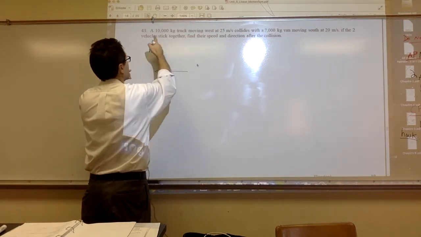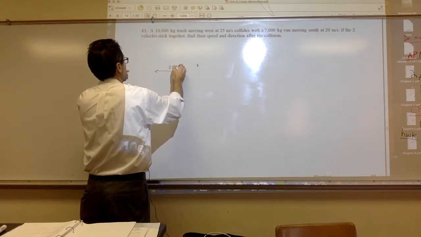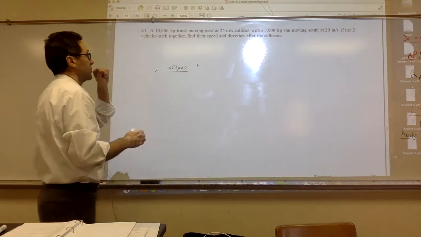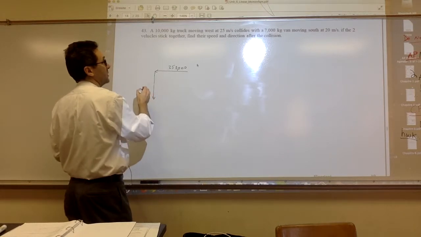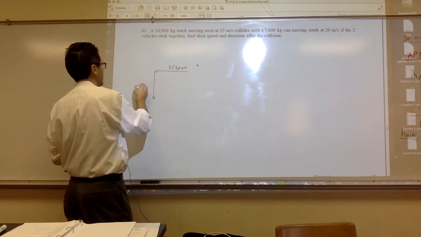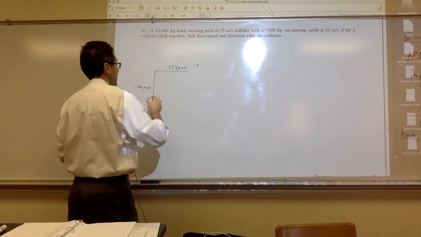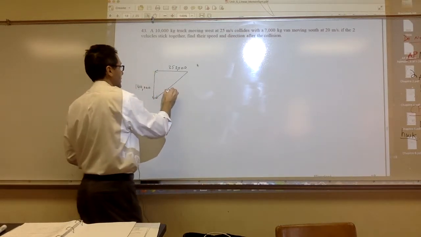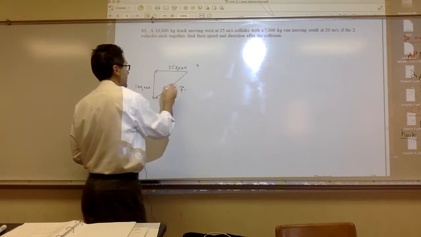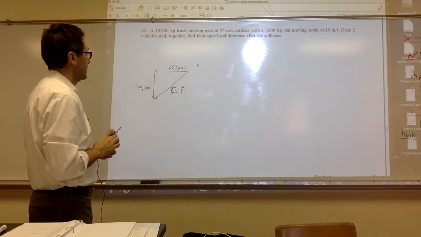So the momentum of this guy here is 2, 5, and 4 zeros kilograms meters per second. The van is going to be 1, 4, and 4 zeros kilograms meters per second. If the two vehicles stick together, find the speed. So, well, this is the initial momentum. That's also going to be the final momentum. And once I figure this out, I can do P equals mv to find the speed.